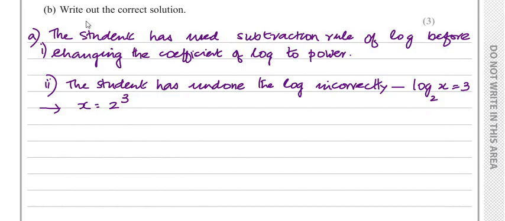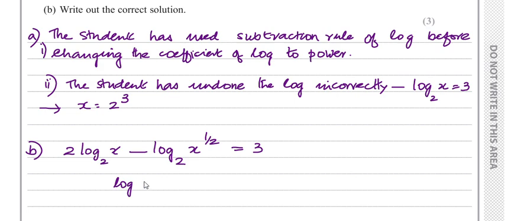Well, second part, write out the correct solution. So we need to correctly solve the question now. So writing out the equation once again, 2 log x to the base 2 minus log x to the power of half to the base 2 is equal to 3. That's the original equation. So let's convert this into power form. Log x squared to the base 2 minus log x to the power of half to the base 2 is equal to 3.